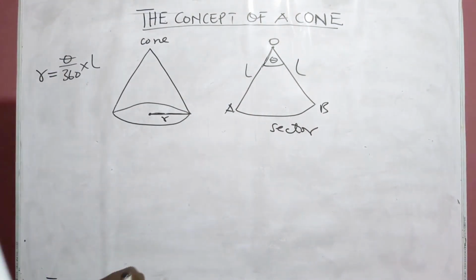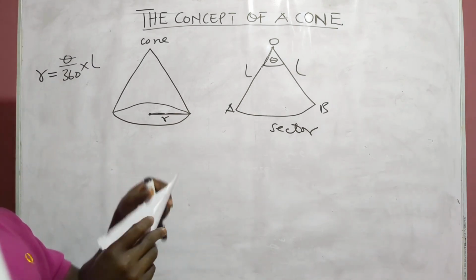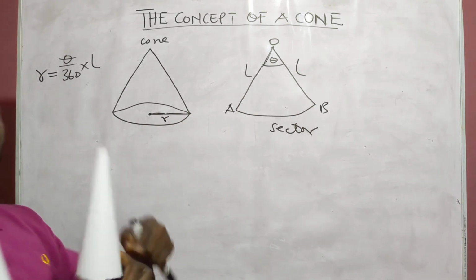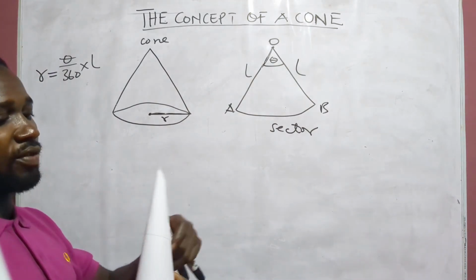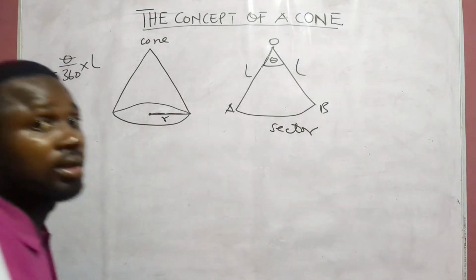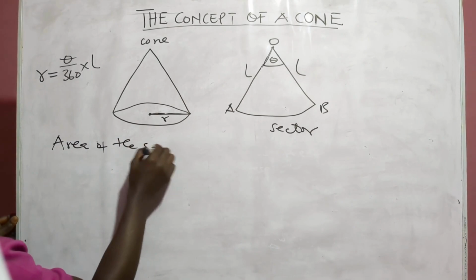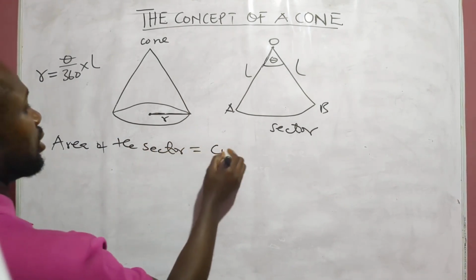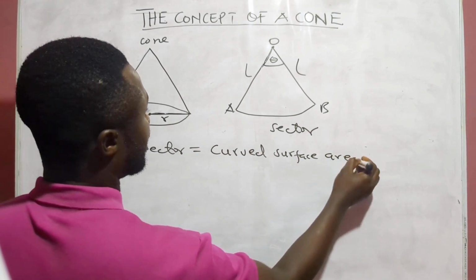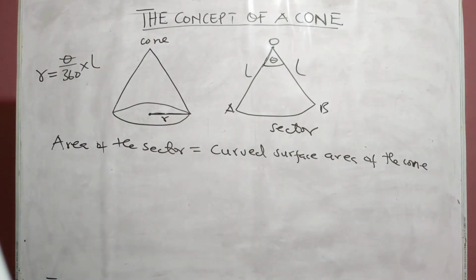If I look at my sector here, the area of this sector, when I fold it to form a cone, becomes the curved surface area of the cone. So let's see how we will get that. The area of the sector is equal to the curved surface area of the cone.